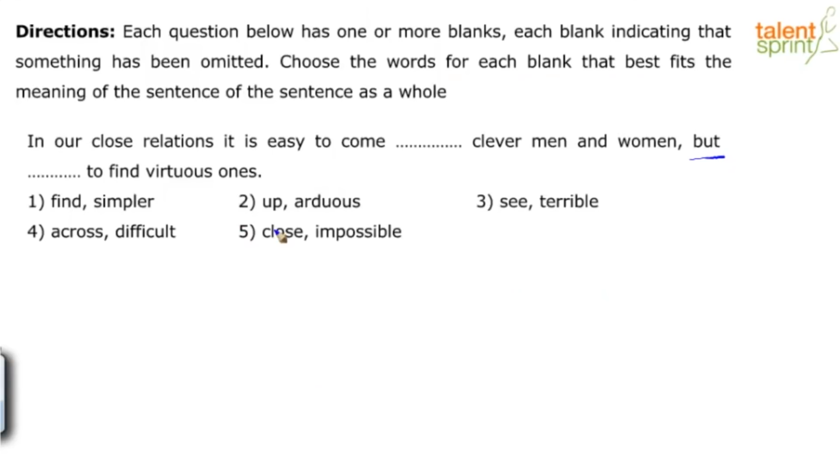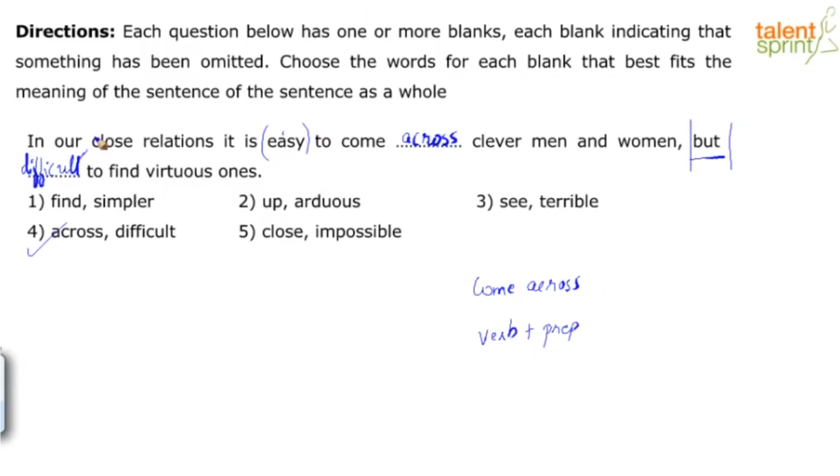So, obviously, if you look at it, there is a hint word, a but, right? In our close relations, it is easy to come dash clever men and women. So, this is your clue word again, easy. So, in our close relations, easy is a clue word for you, and then I have but as a hint word, which means the second blank obviously will need a word that is opposite in meaning to easy. And if I look at my options, the meaning that is given very, very specifically and effectively is option 4. Right? And come across is another collocation for you. Verb plus preposition collocation. Come across. Right? That's the answer. In our close relations, it is easy to come across clever men and women, but difficult to find virtuous ones.